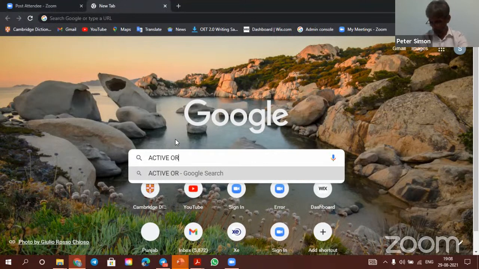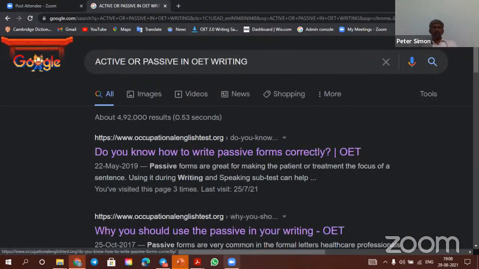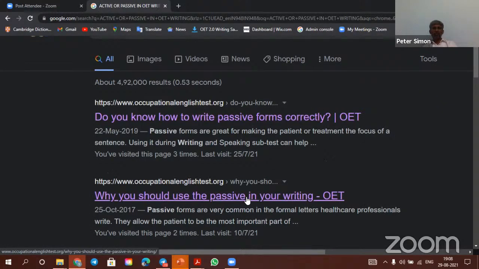Active or passive in OET writing. Just type like this and you'll get it now. Why you should use the passive in writing? It is asking you why you should use it. Do you know how to write passive forms correctly? This is one.